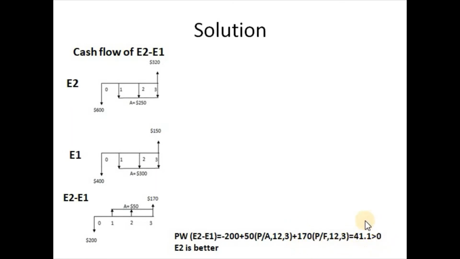Now, the value was positive. So I will say the present worth of E2 minus E1 is positive, so this means that E2 is better. If the present worth of E2 minus E1 was negative, then E1 is better. So this is how we choose between alternatives using incremental analysis and the present worth method. After I do the incremental analysis, subtracting the values, I'm gonna judge using the present worth.